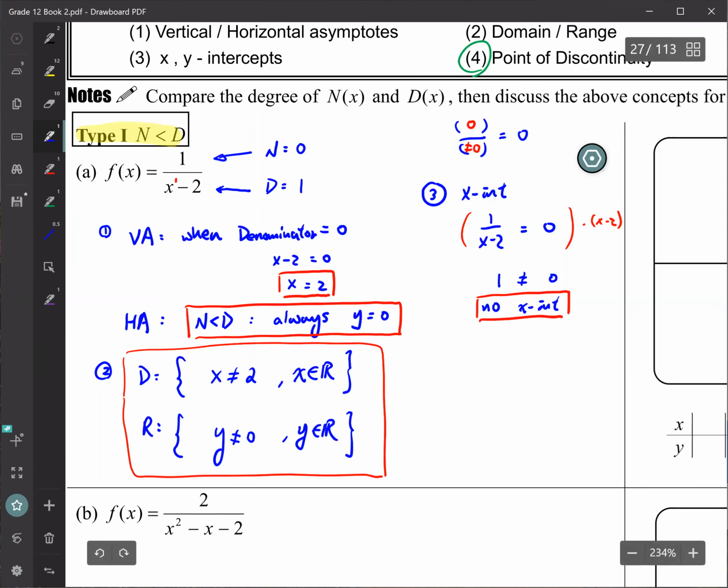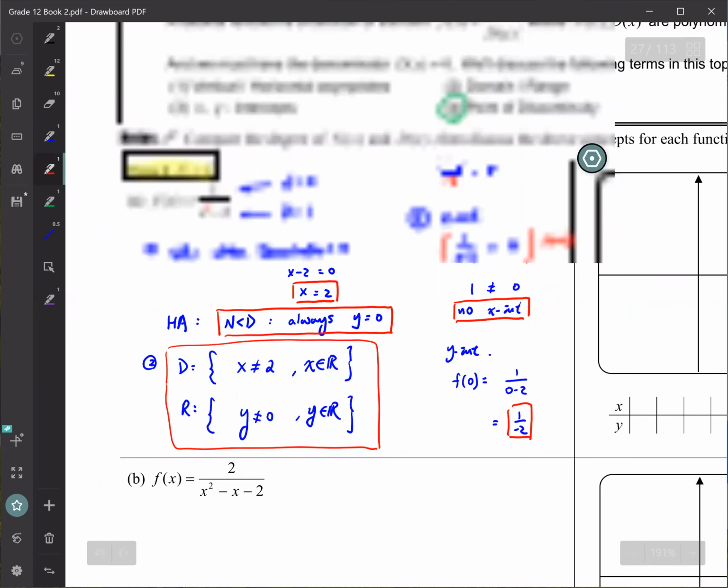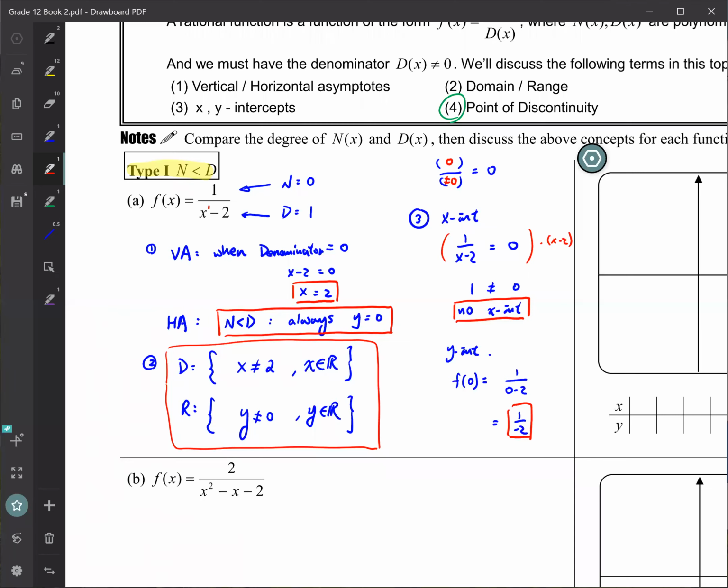Okay, next one is the y-intercept. Okay, y-intercept, we just sub in x equal to 0, right? So it'll be f of 0. So it'll be 1 over 0 minus 2. So 1 over -2. Okay, so this one we have a y-intercept. Okay, any questions so far? So for each of the rational function, we can get these 3 things first before the graphing, okay?